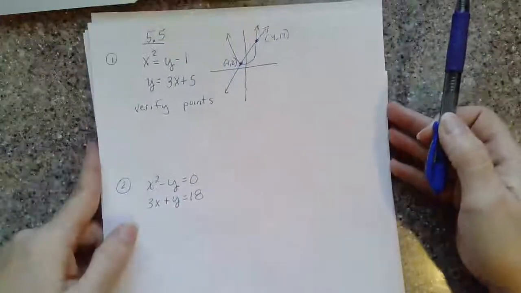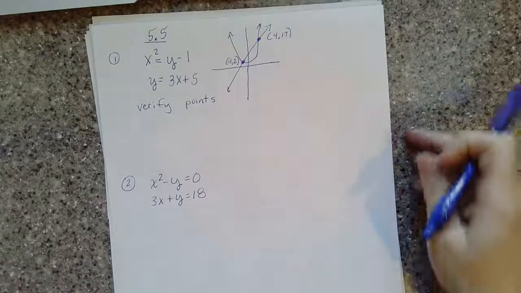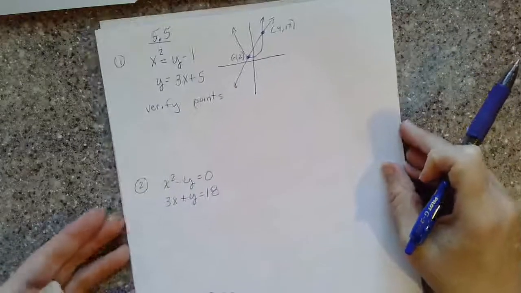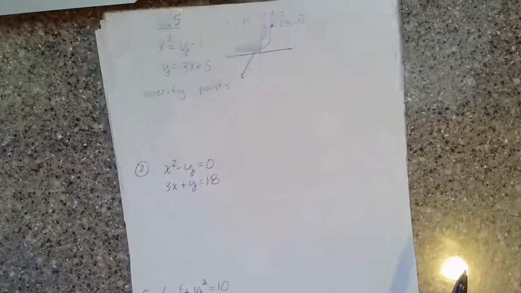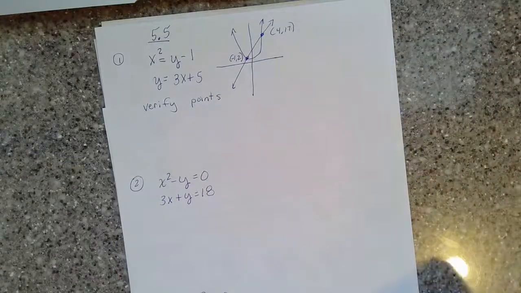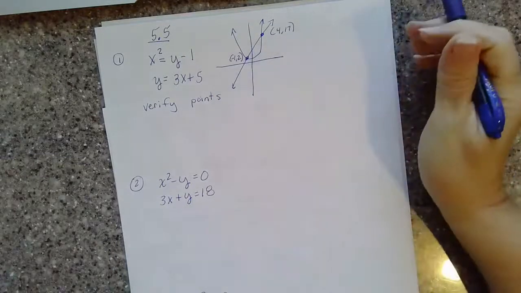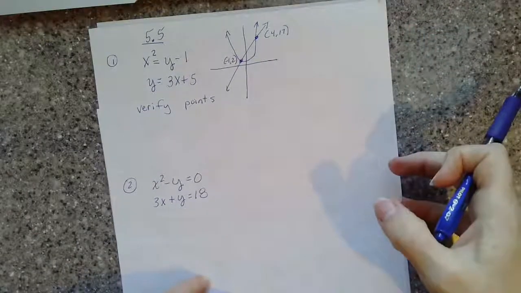Okay, we're talking about section 5.5 now, the last section. Yay, I know you all are just so excited. So in the last section, we're looking at the same thing as 5.1, the solution to a system where your graphs would cross. But this time they're not just lines, they're lines and circles and parabolas. So they may cross in more than one point.